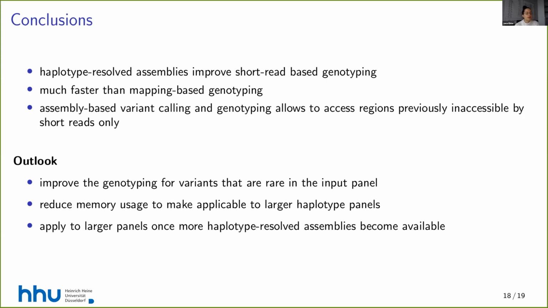And to give an outlook, there's still lots of room for improvement. So especially genotyping rare variants that are rare in the input assemblies is quite challenging. Also, if we want to apply this method to even larger panels, there's still some work to be done to make it efficient, especially in terms of memory. And also the plan, of course, is to apply it to larger panels once they become available. So currently we're working with panels or assemblies of 90 samples. So for that, it still works very fine. But of course, in the future, we would expect to have even more. And then there's still some improvements to be done to make it efficient.